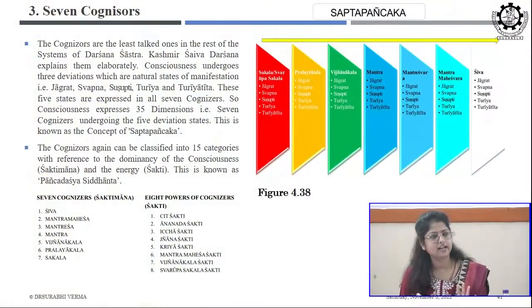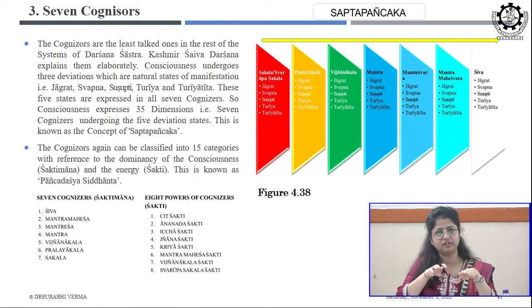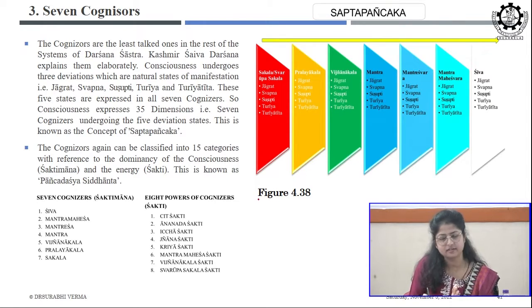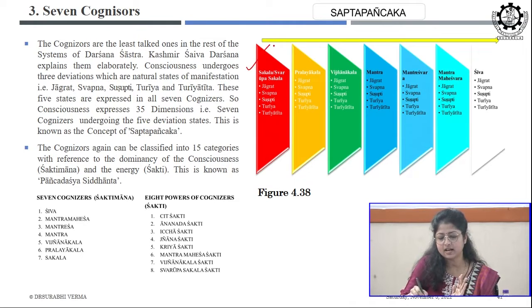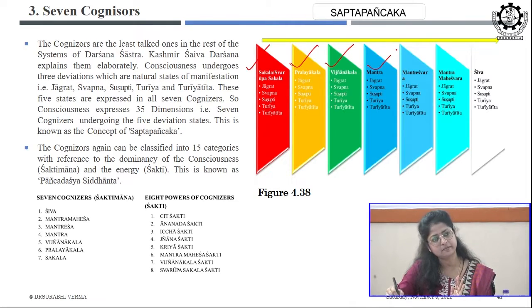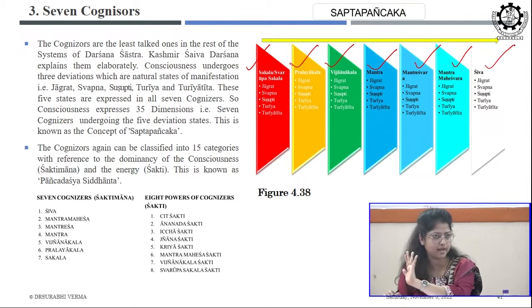After this understanding, we need to have the understanding in relationship of the time and space about the cognizers. We, जो हम हैं, हम कहाँ पे हैं, our existence कैसे है, हमारा existence कैसे place किया गया है. So the cognizers are classified in these saptavidh pramatas: Sakal, Pralayakal, Vijnanakal, Mantra, Mantresh, Mantra Mahesh and Shiv. These are the names of the cognizers.